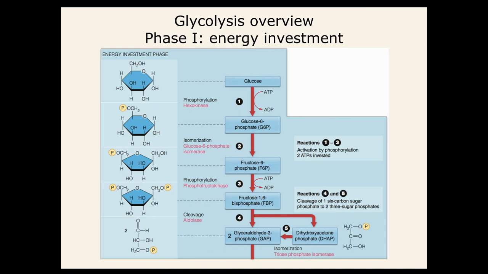Okay, so there's what's called phase one, which is the energy investment phase of glycolysis. We're going to start off with our friend glucose. Hopefully you recognize this as glucose, right? Alpha glucose. And the very first step requires energy. And so ATP is required to get this to go forward and phosphorylate glucose to glucose 6-phosphate. The enzyme for that is called hexokinase. And if you notice, here's the phosphate group that was added.